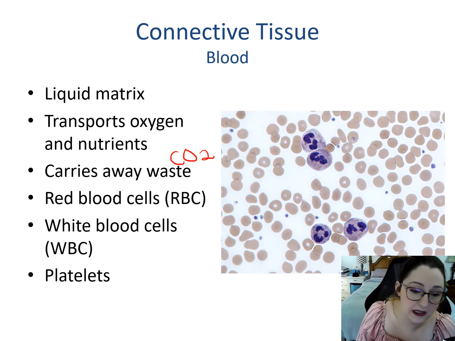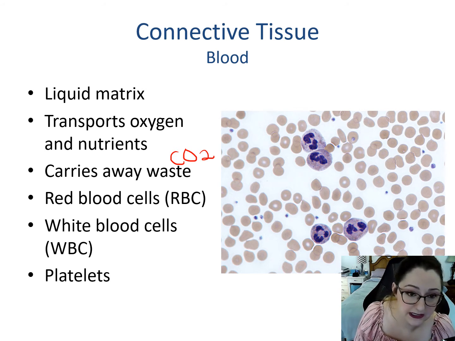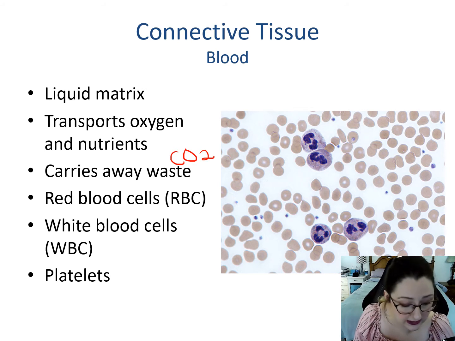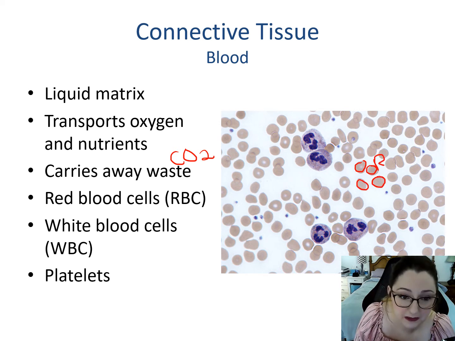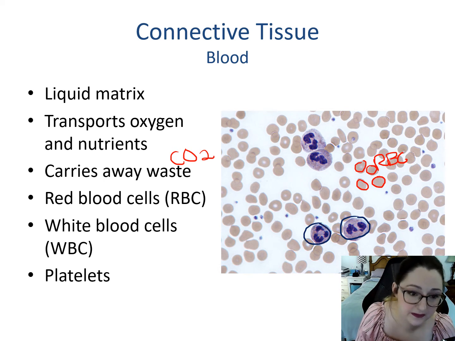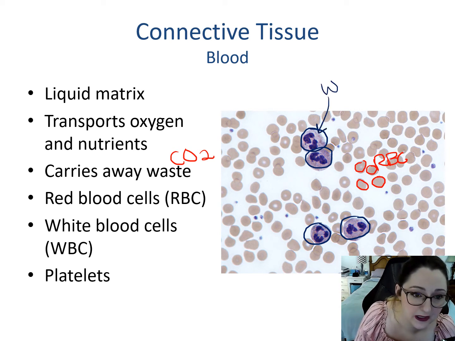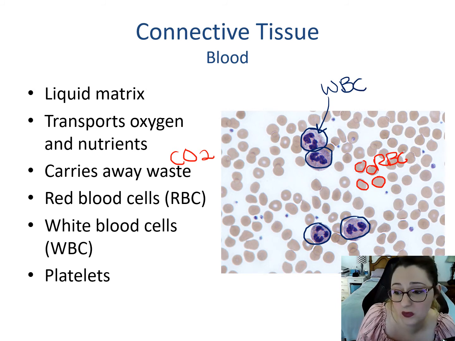Now, the vast majority of your blood, between red blood cells and white blood cells, is going to be red blood cells. So if you're looking at a slide like this, you're going to see quite a few little discs like these. These are your red blood cells. Which means these big purple ones, which are all different types of white blood cells. These are mostly the same, but we'll talk about those later. These are white blood cells. So make sure you know the difference between the red blood cells and the white blood cells.